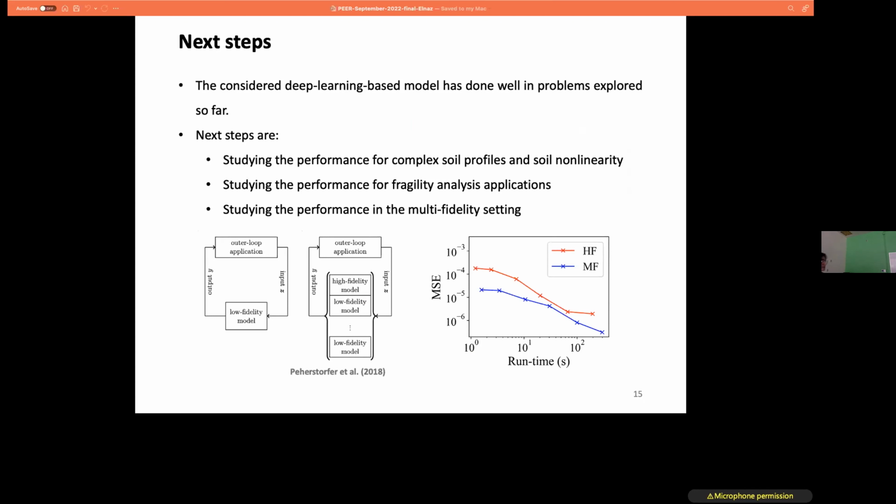So what happens if I have even more complex soil profiles and soil and structure nonlinearity? The other thing that we want to see is what gain we would have if we use such a surrogate model in performance-based engineering applications to derive the fragility functions. And at the end, we're also very interested to see how we can use these surrogate models in a multi-fidelity setting. As our problem becomes more and more complex, the R-squared value or performance of these surrogate models can decrease.